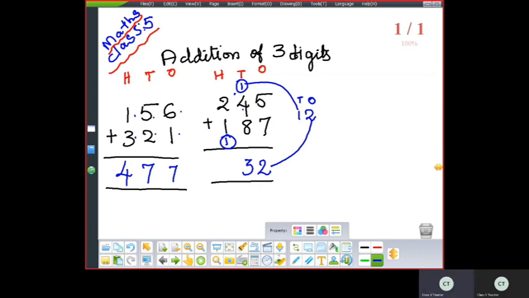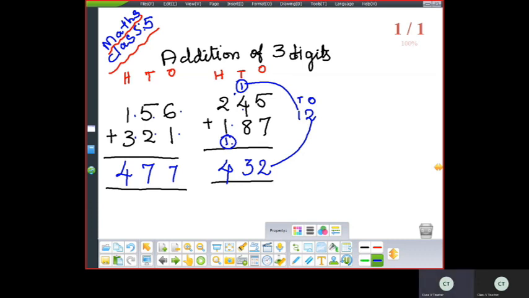Okay. Now this is the last place. So there is no carryover. Whatever comes over, whether it is a single number or double number, you will write it in the same side. So 2 plus 1, 3. 3 plus 1, 4. 432.